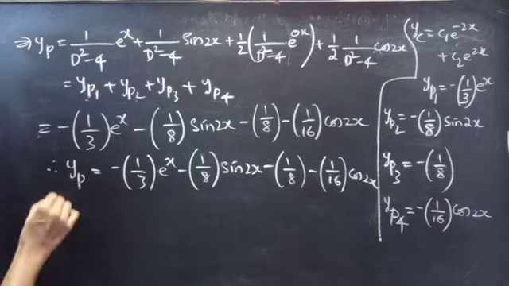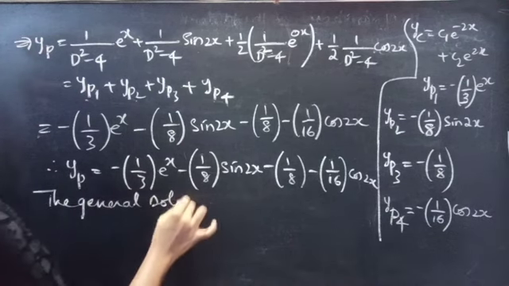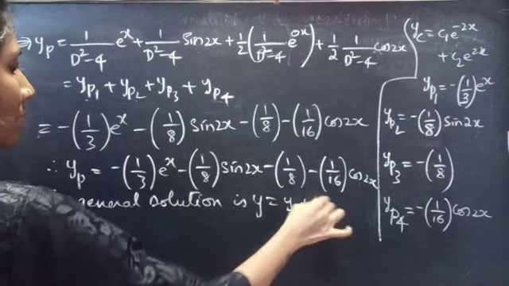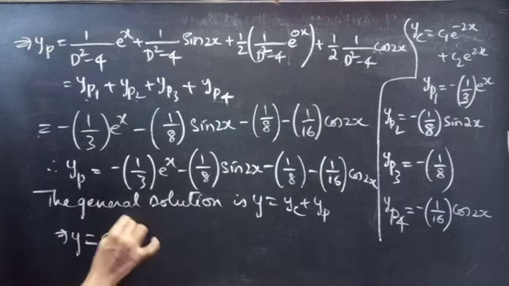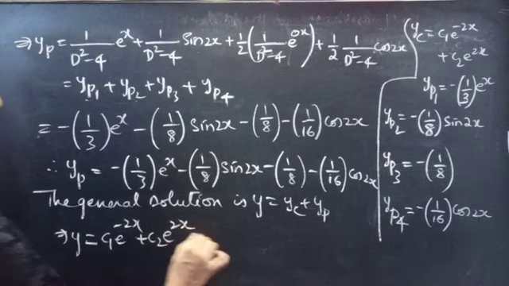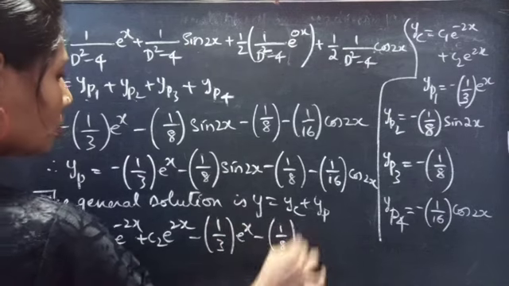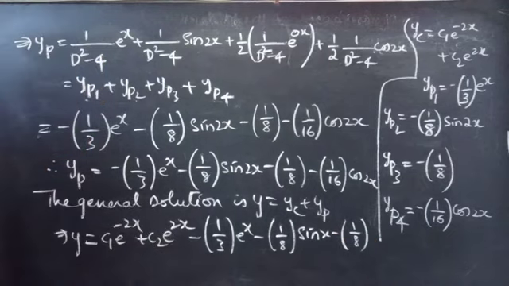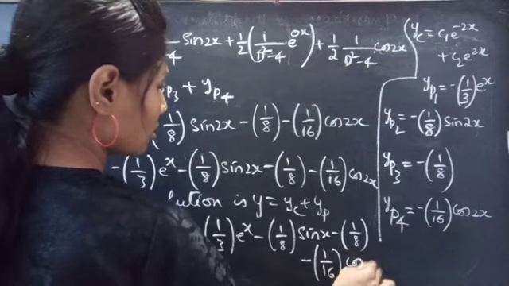Now let's write the general solution. The general solution is given by y equals yc plus yp. We have yc equals c1 e power minus 2x plus c2 e power 2x. And yp is minus 1 by 3 into e power x minus 1 by 8 into sine 2x minus 1 by 8 minus 1 by 16 into cos 2x.